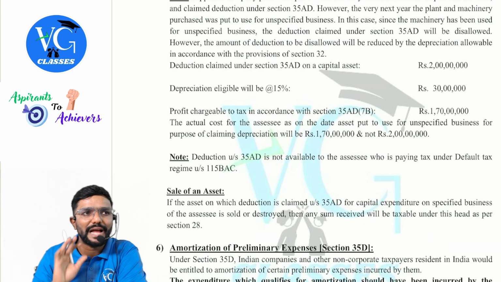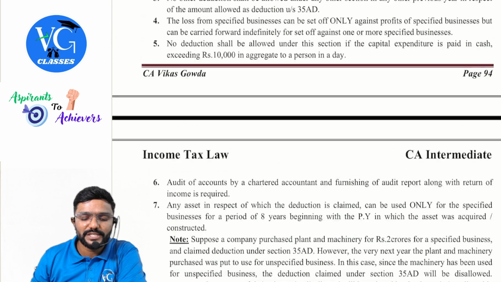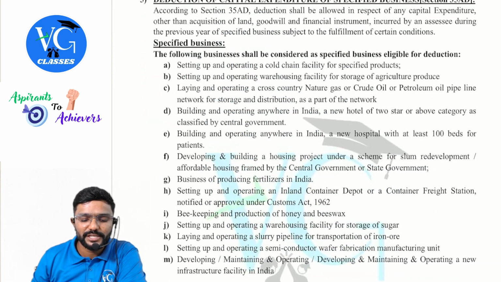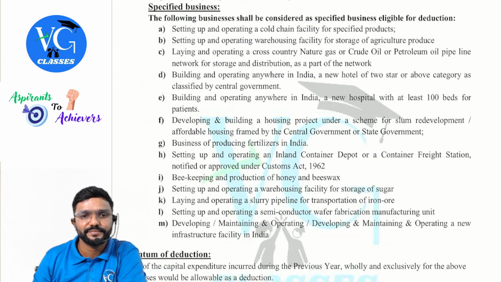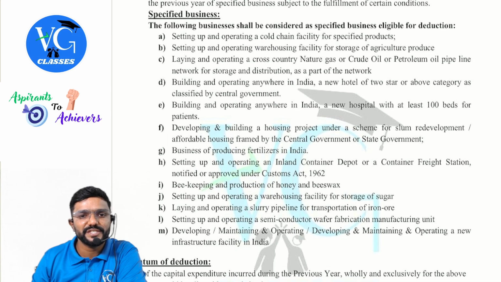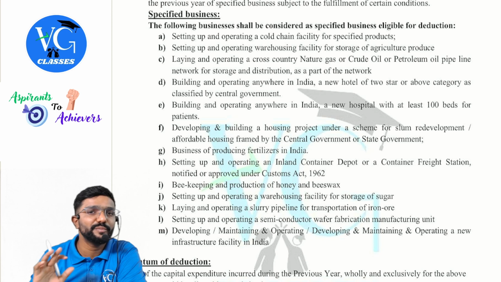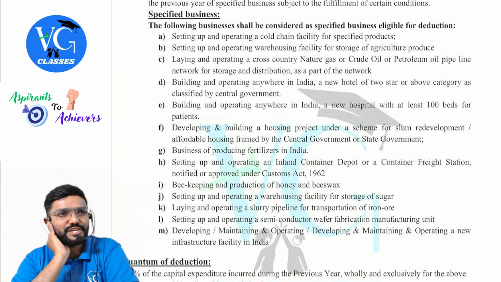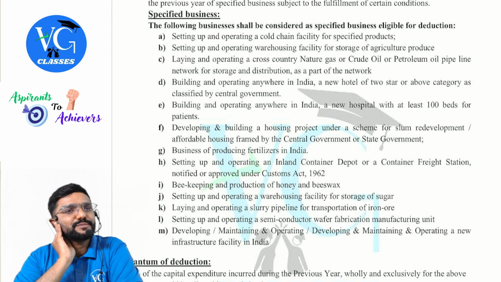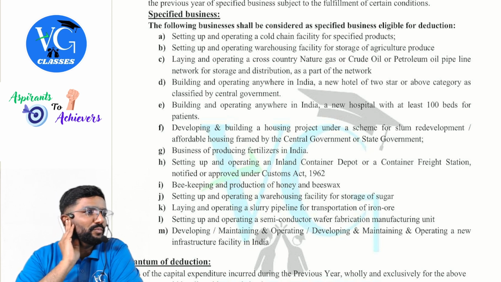Now, sir, are we supposed to know what all businesses are covered as specified business? Yes, guys. You should have at least some idea about the list of specified businesses. I will just display it here. Have a look into it. These are the list of specified businesses. If you are doing any of these, then you are considered to be doing specified business, for which, for capital expenditure deduction, section 35 AD doors are open.